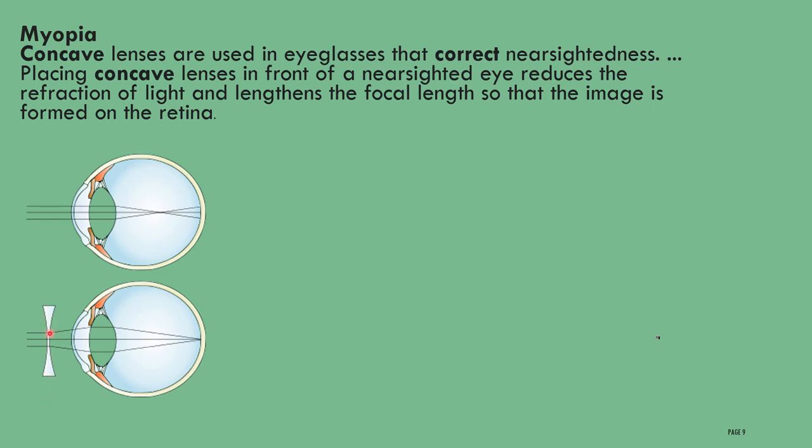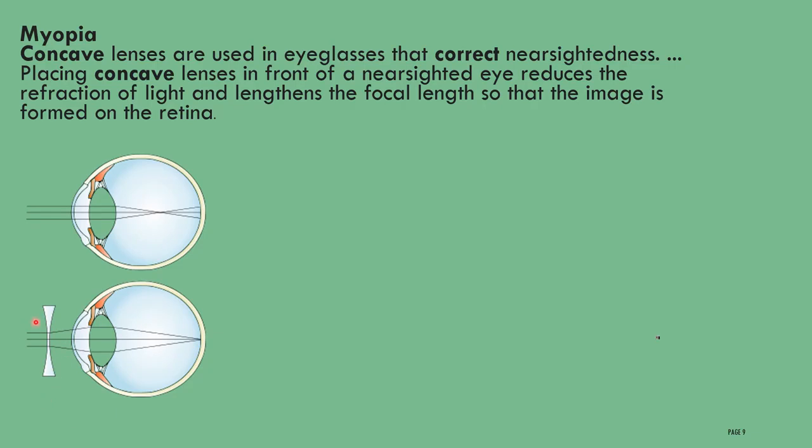When you are using the concave lens, the focal length will increase, and because of this increase in focal length, the image will form exactly on the retina. Because of these two reasons, one is reducing the refraction of light, the next one is lengthening of the focal length, the image of the object will be formed exactly on the retina. That is the use of the concave lens.